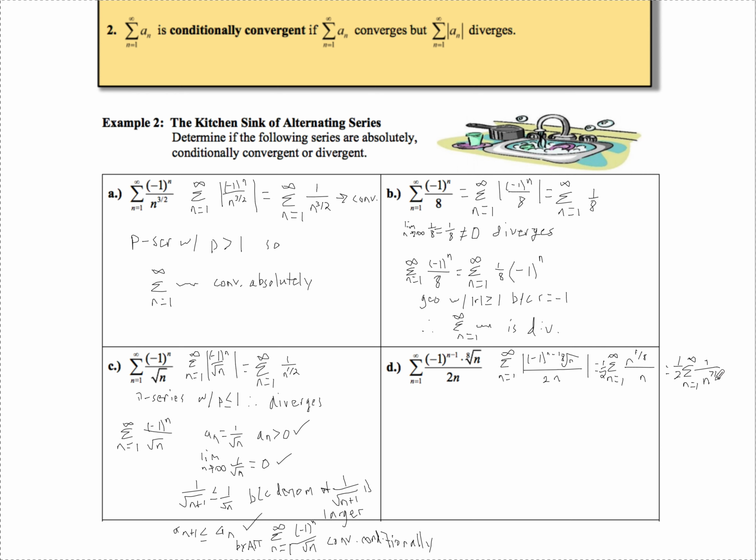What does this mean? So absolute convergence wise, here's the problem. This is a p series with p less than or equal to 1, therefore it diverges. We could say our series is not absolutely convergent, but it could be conditionally convergent.